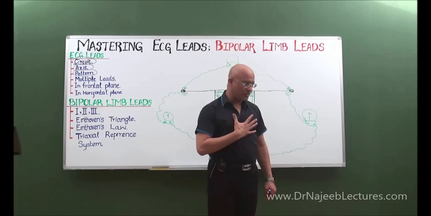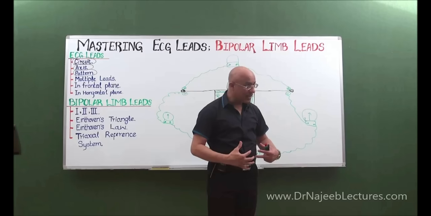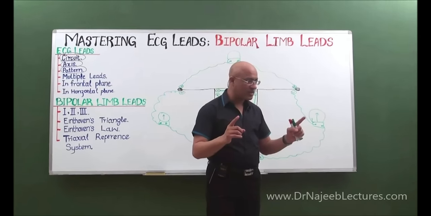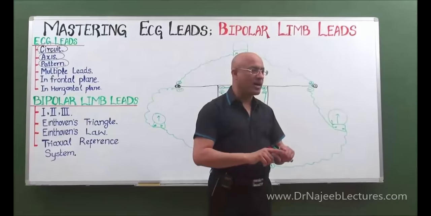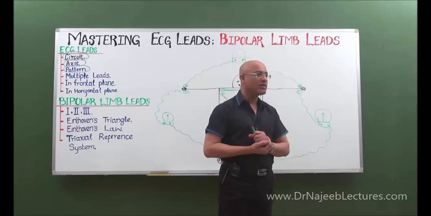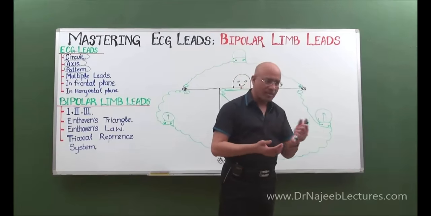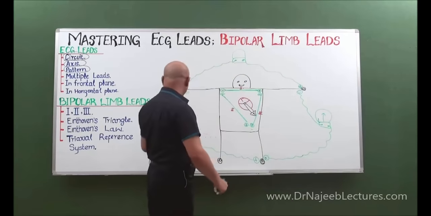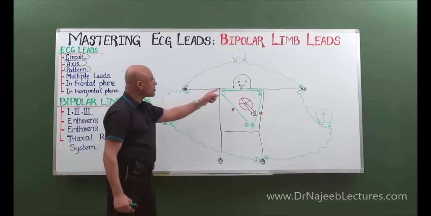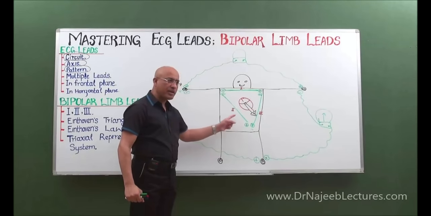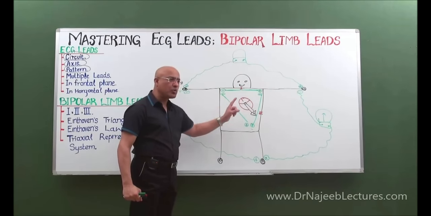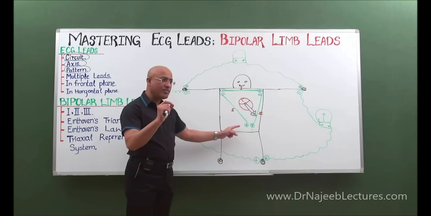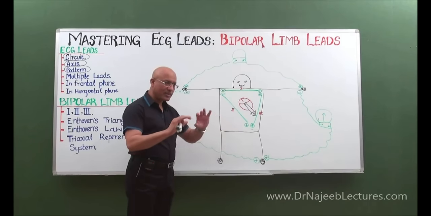On the body surface, in the frontal plane, bipolar limb leads 1, 2 and 3 make a triangle around the heart, and this is called Einthoven's triangle. So you know what Einthoven's triangle is. Why is it called Einthoven's triangle? Because this triangle is made of these bipolar limb leads, which were originally made by Mr. Einthoven. Clear?